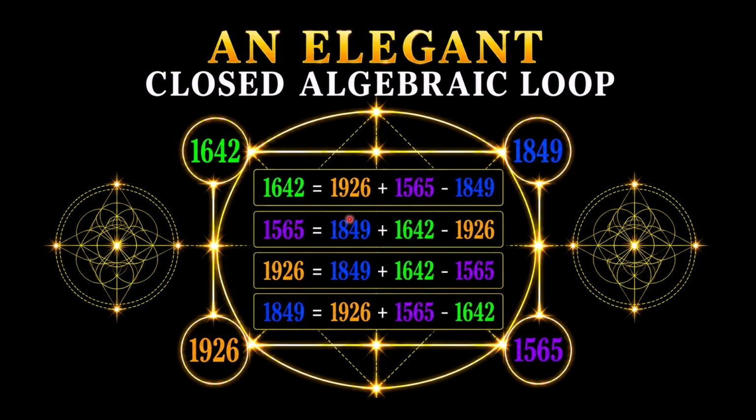1642 equals 1926 plus 1565 minus 1849. 1565 equals 1849 plus 1642 minus 1926. 1926 equals 1849 plus 1642 minus 1565. 1849 equals 1926 plus 1565 minus 1642. Think of it like 4 corners of a perfectly balanced frame. The same distances repeat so precisely that the numbers loop endlessly back into themselves.